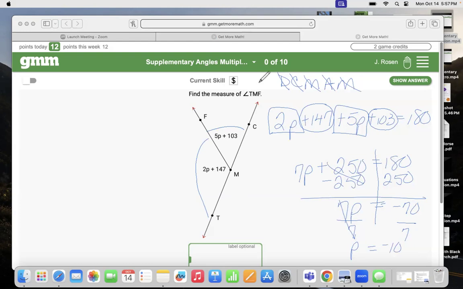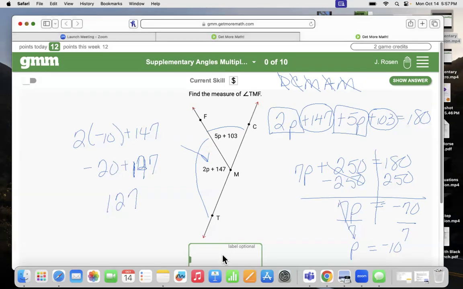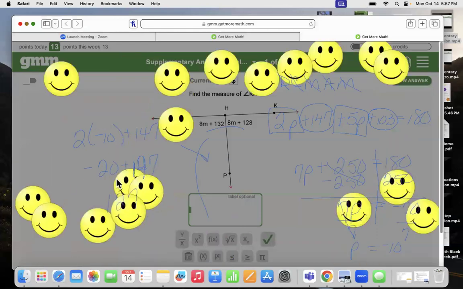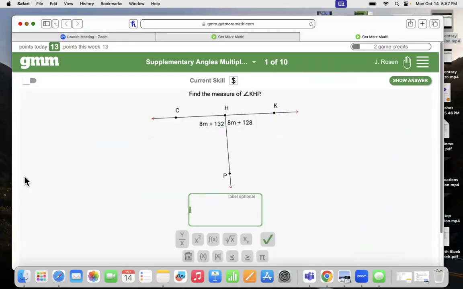Okay. It wants to find the measure of TMF. So TMF is this one. So we're going to substitute that in. 2 times negative 10 plus 147. Well, 2 times negative 10 is negative 20. Plus 147, which gets us 127. And that's all it wants for that one.